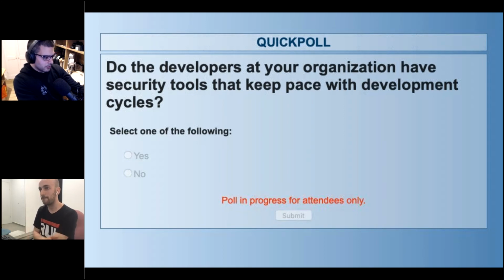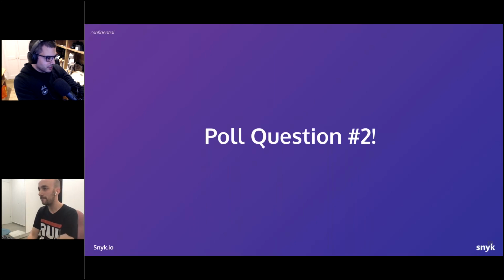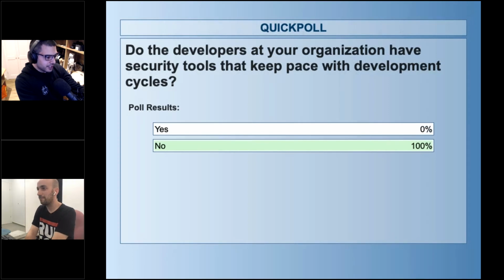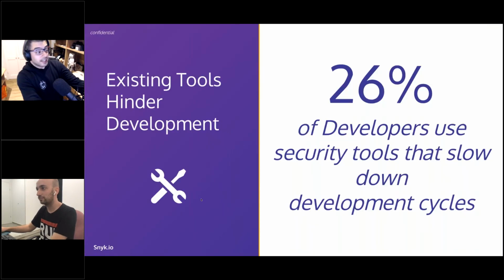Absolutely. So let me come back to our poll. We're getting some good numbers, sharing, responding, but again, very, very heavily on the no side. So developers at people's organizations do not have security tools that keep pace with development cycles. Now, let me quickly share the next slide, which shows a very similar number. So only a quarter here use tools that slow down the development lifecycle. Sorry, rather the other way around. So existing tools hinder development. Let me just see. Okay, I think that maybe should be the other way around. But yeah, existing tools hinder development.